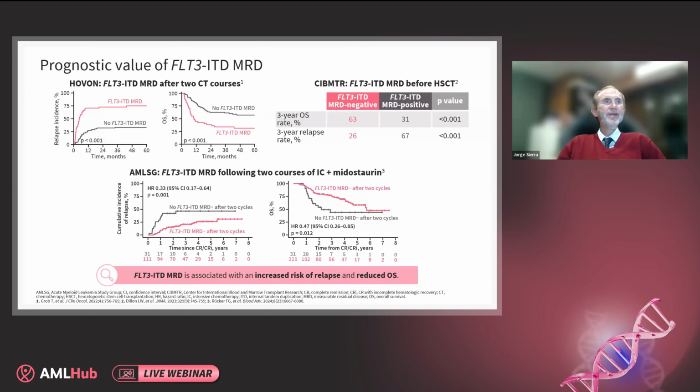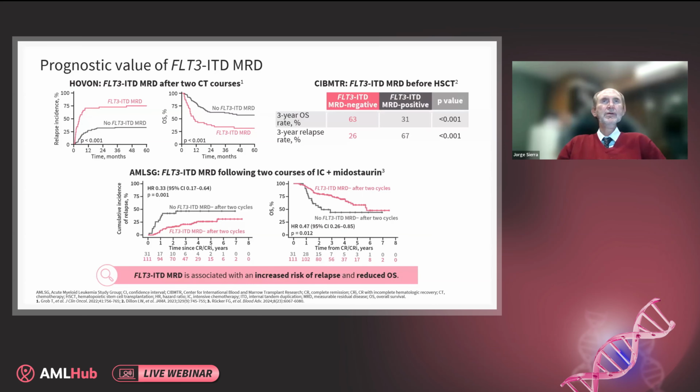Here you have 3 examples. On the top left, we have the HOVON experience after 2 induction courses, showing that patients with persistent MRD by NGS had increased relapse rate and lower survival. On the bottom, you can see the AMLSG showing the same finding after 2 courses of chemotherapy with midostaurin: increased relapse rate if there is FLT3-ITD minimal residual disease, and lower survival.